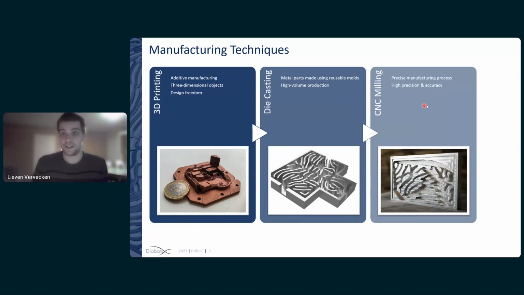And then we have CNC milling. CNC milling is a very precise manufacturing process where you start off with a single block of metal, and then the milling tool basically chips away the parts of the metal block that are not needed. So basically, the milling tool will follow the channels and create the channels out of your full solid block.